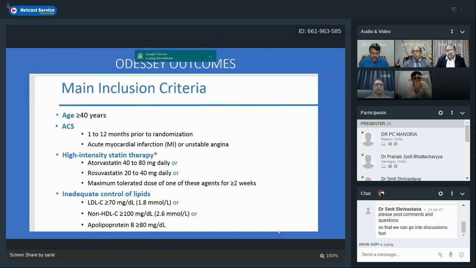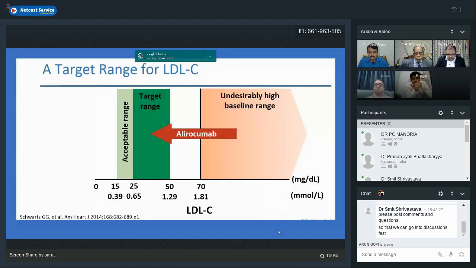Here, the patients who were randomized were more than 40 years. Patients had ACS 1 to 12 months prior to randomization, and acute myocardial infarction or unstable angina could be there. High-intensity statin therapy was there, atorvastatin or rosuvastatin, at the maximally tolerated dose of one of these agents for at least 2 weeks, and inadequate control of lipids should be demonstrated. The LDL is more than 70, just like in the FOURIER trial. And you can see here, undesirably high baseline range.